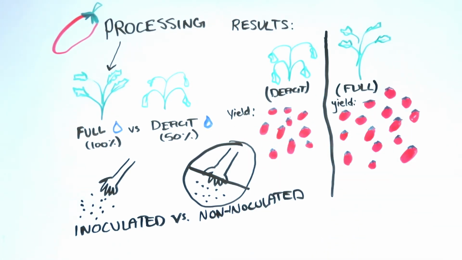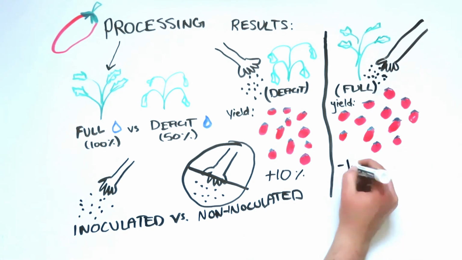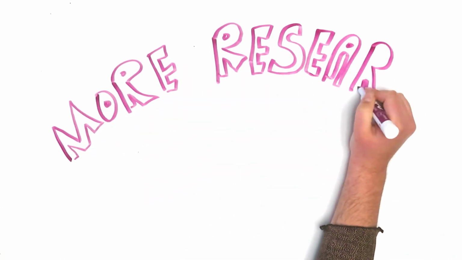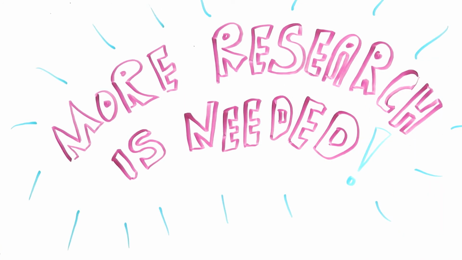We saw a 10% increase in tomato yields of inoculated plants under deficit irrigation compared to non-inoculated plants, while in the full irrigation treatment, inoculation actually lowered yields by 18%. Yet, other studies have found positive effects of inoculation on processing tomato yields, even under full irrigation. These varying results highlight that more research is needed to better understand the circumstances in which mycorrhizal inoculation will be effective.